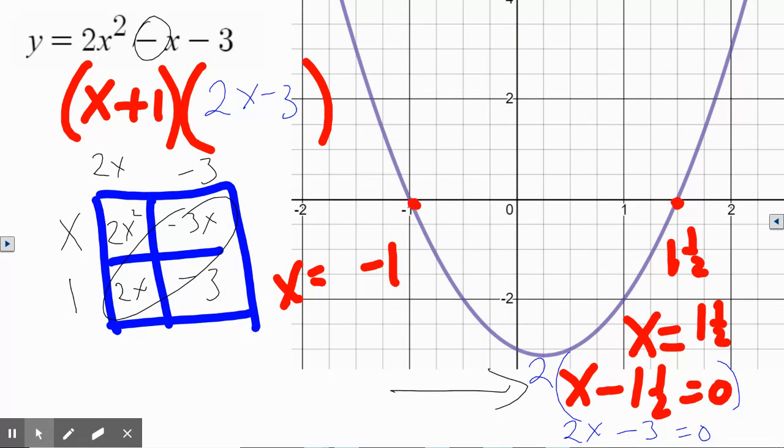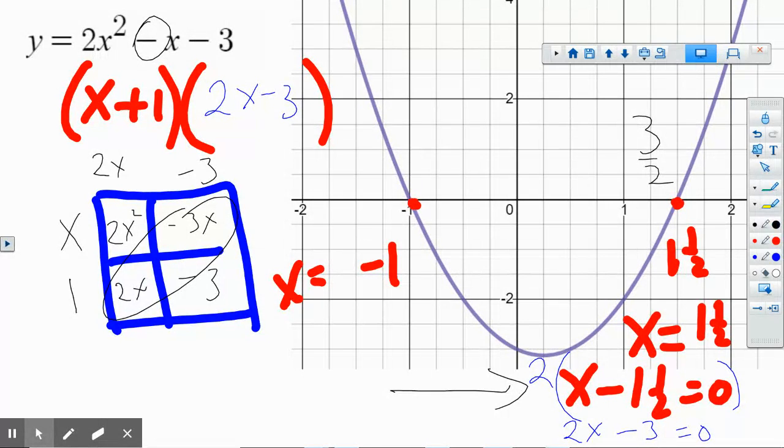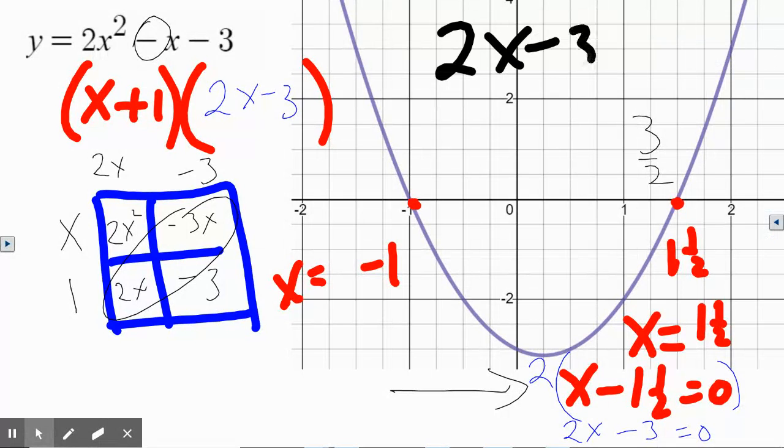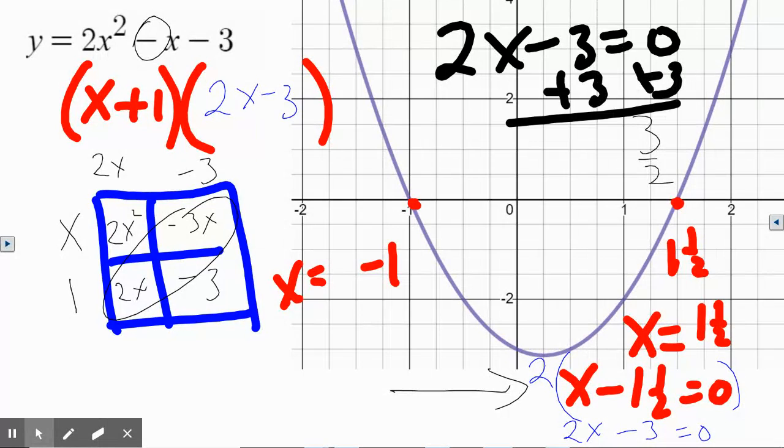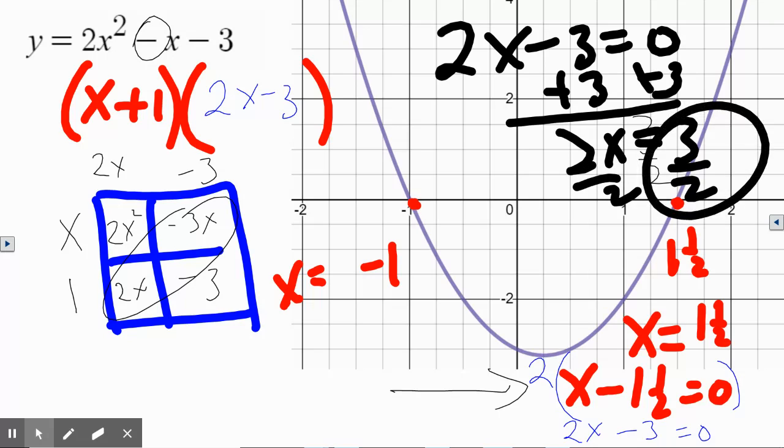So x plus 1 is the factor for x equals negative 1, and 2x minus 3 is the factor for 1.5, or 3/2 if you think about it, right? Wouldn't that be the same as 3/2 is the same as 1.5? Well, no surprise here that 3/2 is going to give us 2x minus 3. If you need even more verification, try it like this and say 2x minus 3 equals 0. If you add 3 to both sides and divide by 2, you'd get x equals 3/2, which is the same as 1.5.